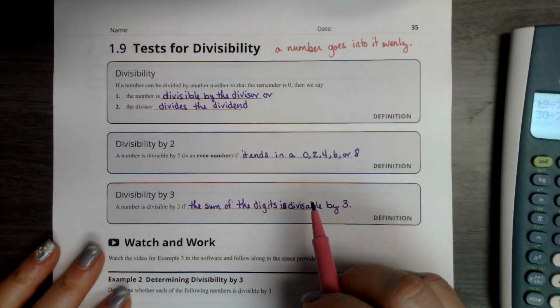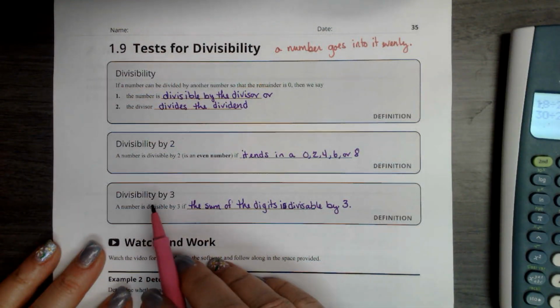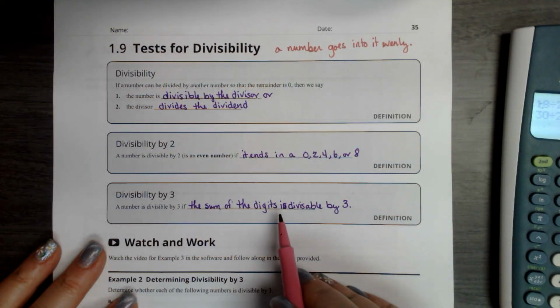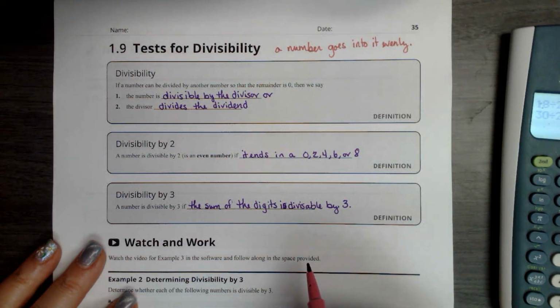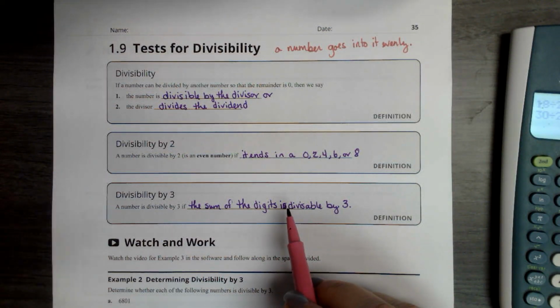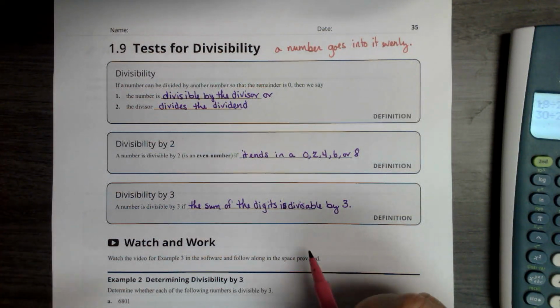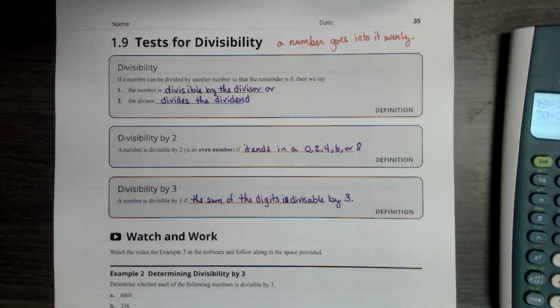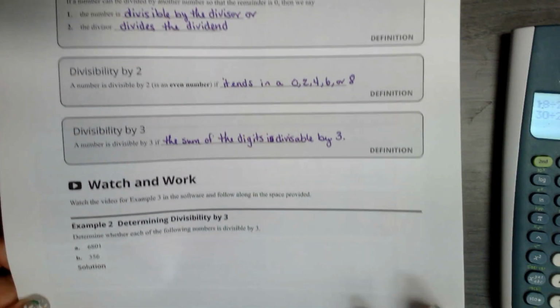That's what we're saying. Divisibility by 3 we can find quickly because the sum of the digits has to be divisible by 3. These are tricks that help us find divisibility faster. So we'll know if the number goes into it evenly. So determine if each of the following numbers is divisible by 3. That's what they want to know.